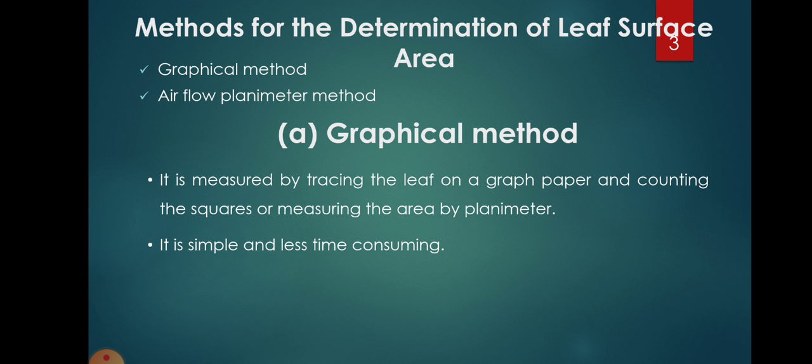In the graphical method, what we do is take a graph paper. On that graph paper, we place the leaf of which surface area is to be determined, and then we draw the outer line or outer boundary of that leaf on the graph paper. After that we measure the number of squares enclosed by that outline, and by adding all those squares we determine the surface area of that particular leaf in centimeter square. So it is a simple and less time consuming method.